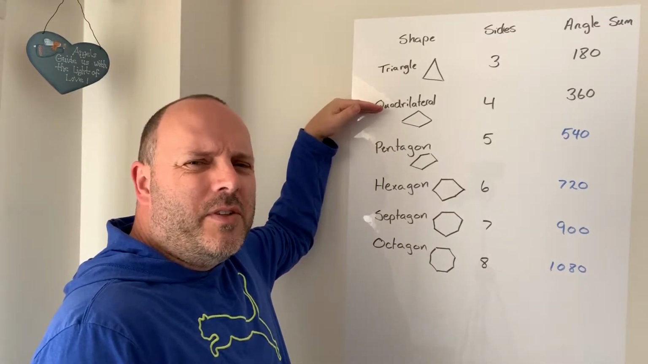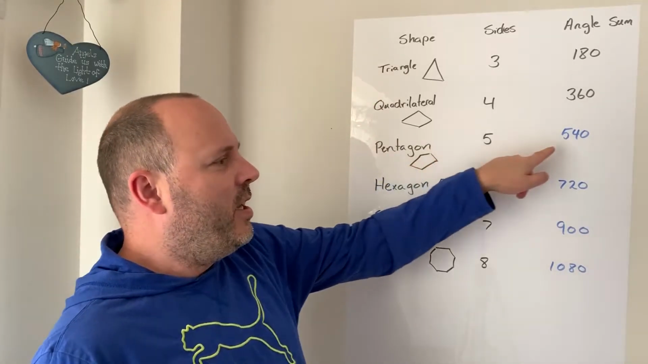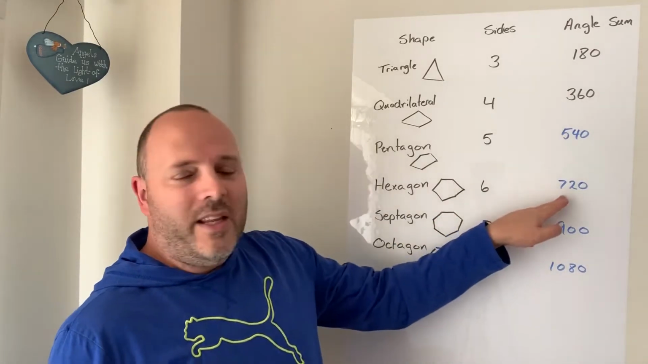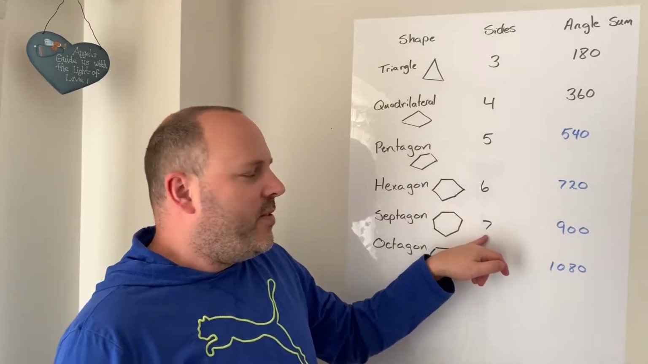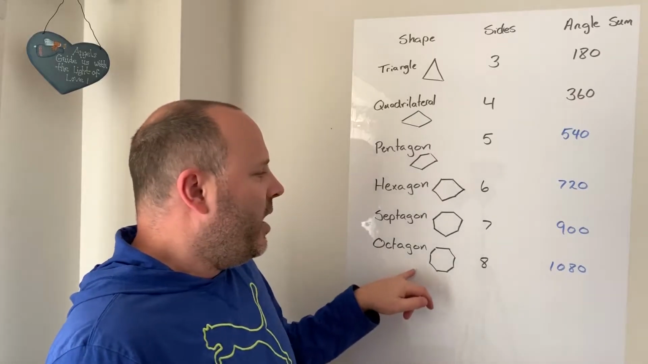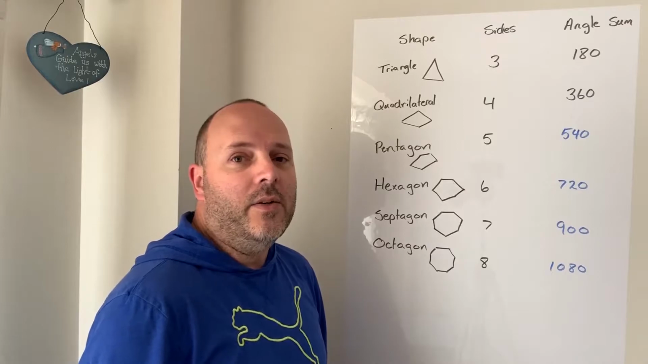And I've gone ahead and filled out this table for different sizes. For a pentagon, 5 sides is 540 degrees, 6 sides in a hexagon, the interior angles add up to 720 degrees. In a 7-sided septagon, the interior angles are 900 degrees. And in an octagon, the interior angles add up to 1080 degrees.